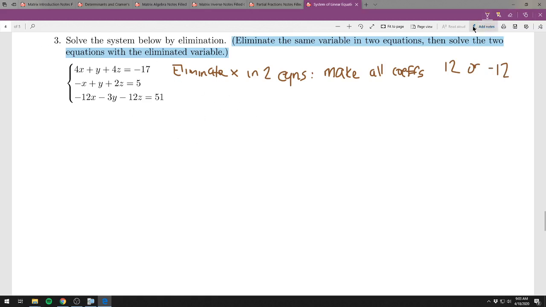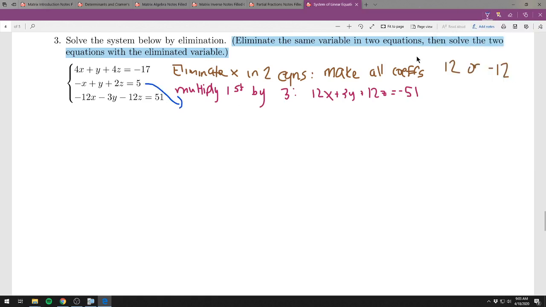All right, so to do that, if we multiply the first equation by 3, that'll give us a 12 here, so let's do that. If I multiply the first equation by 3, I get 12x plus 3y plus 12z equals 17 times 3 is 51, so I get -51.